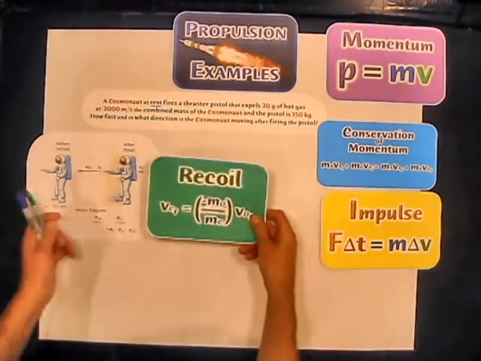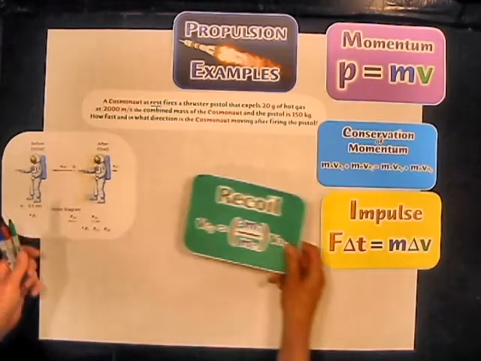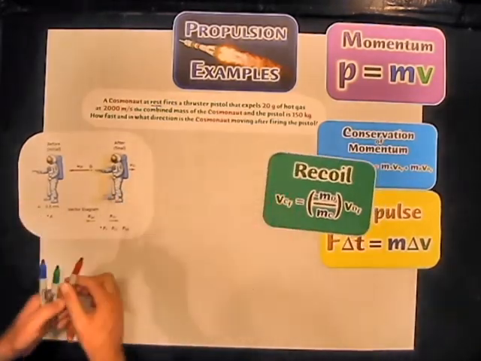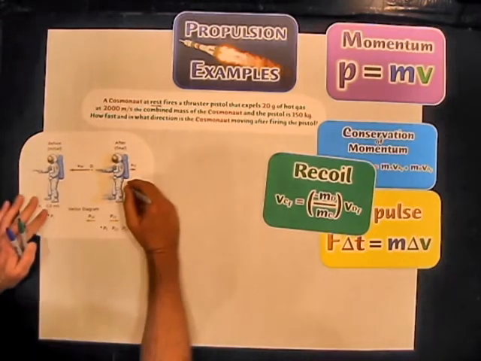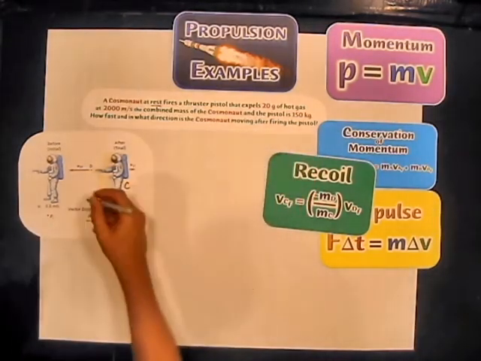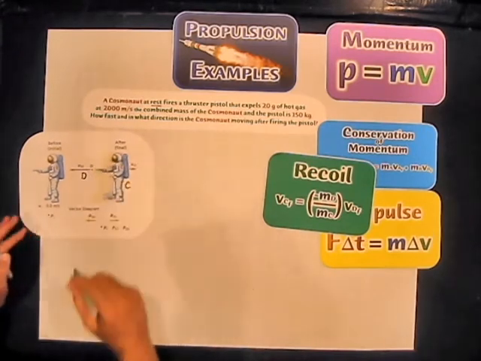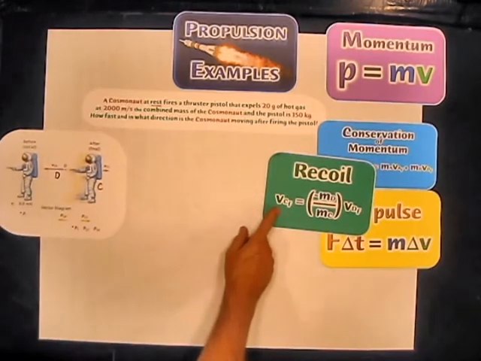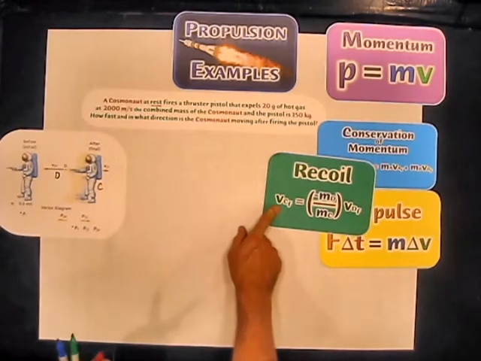So let's use the recoil equation. What are we going to define? The cosmonaut is going to be C. Oh, that's convenient. So the cosmonaut is C. The hot gas coming out of the pistol is going to be the D. Okay? So we're solving for the cosmonaut's final velocity. So that's what we're solving for.